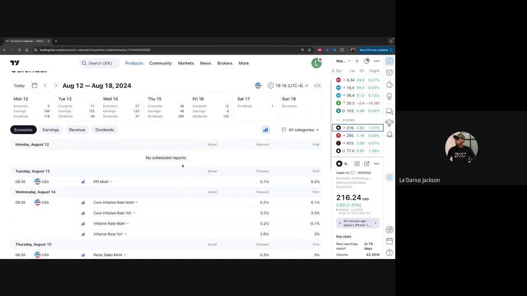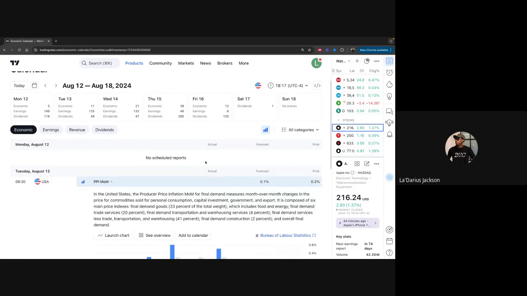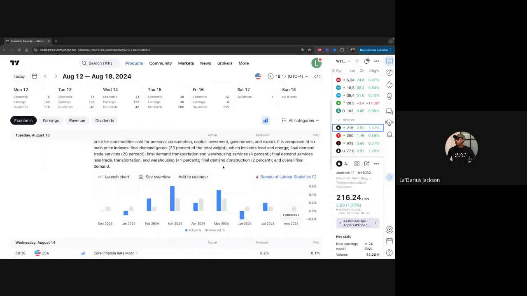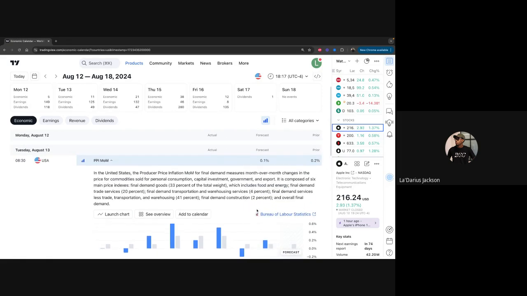We can see that on Monday we don't have anything major. Not saying that any reports aren't being dropped, but there are no major reports. Tuesday we do have the PPI, and the PPI is the producer price inflation report. So you can look at the different actual and forecast numbers if you're into these. If not, just know that a good reading is going to send the market up. A bad reading is going to send the market down.